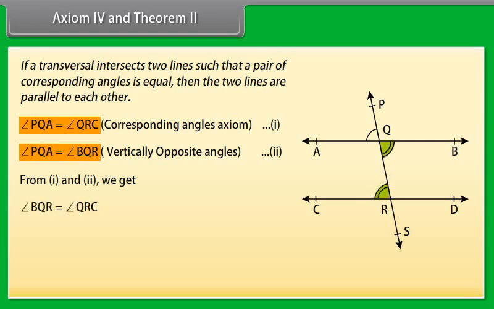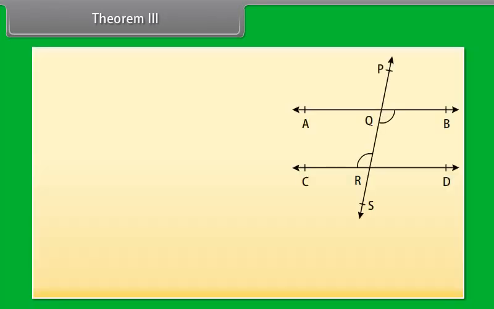We know that angle PQA is equal to angle QRC by using corresponding angles axiom. Mark it as 1. Also, angle PQA is equal to angle BQR because these are vertically opposite angles. Mark it as 2. So from 1 and 2 we may conclude that angle BQR is equal to angle QRC. Similarly, angle AQR is equal to angle QRD. This result can be stated as a theorem, which is, if a transversal intersects two parallel lines, then each pair of alternate interior angles is equal.